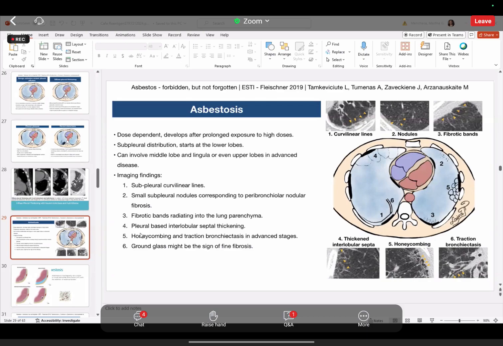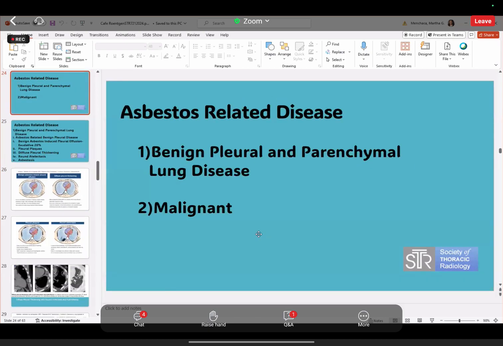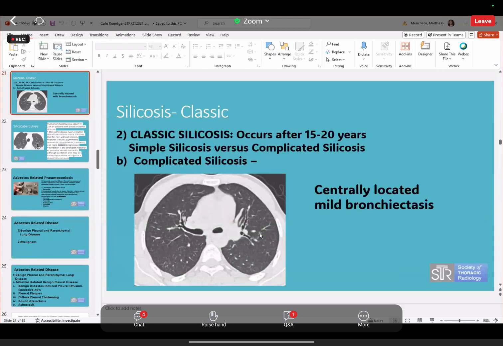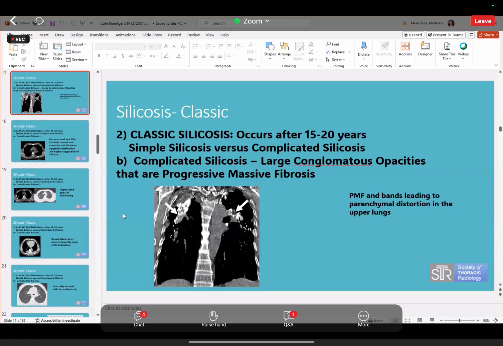Anyway, when you say fibrosis, I'm not sure what that means. Let's go here. I think what she's asking is, when would you just call it fibrosis and when would you call it PMF when you see fibrotic changes?